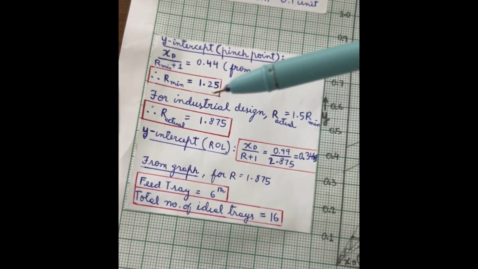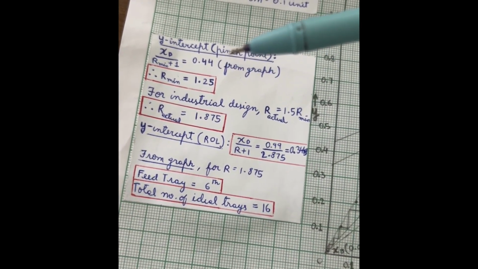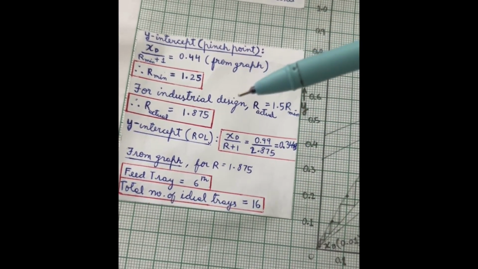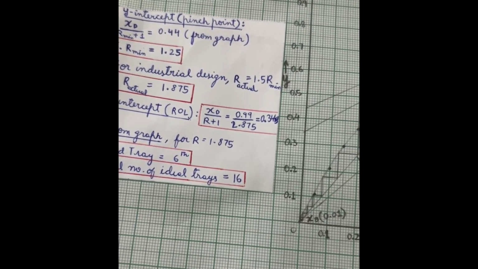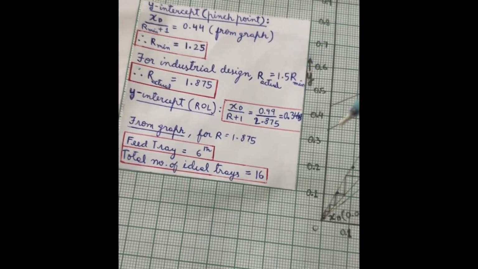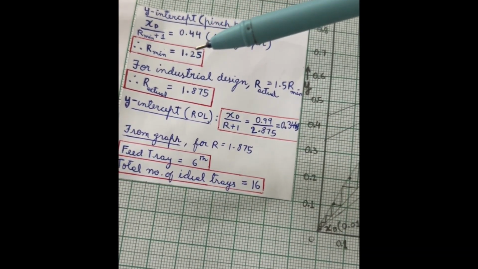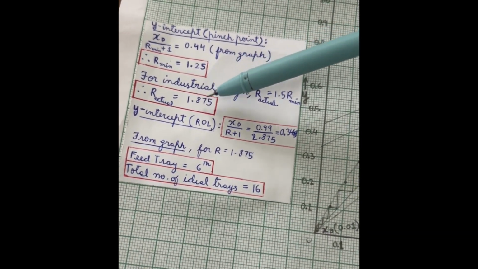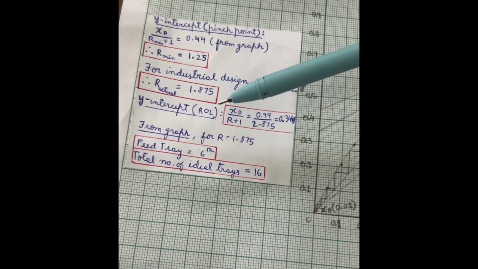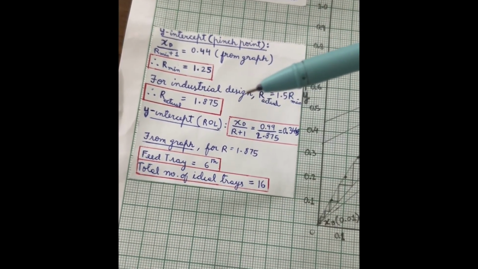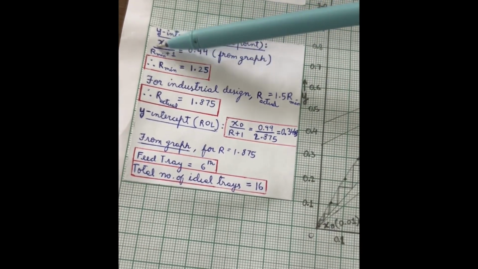So what we do is we always consider for the industrial design R actual as 1.5 times R minimum. Alright, so R actual is equal to 1.875. And using this R actual value, we substitute it in the ROL equation which I was talking about for the rectification.